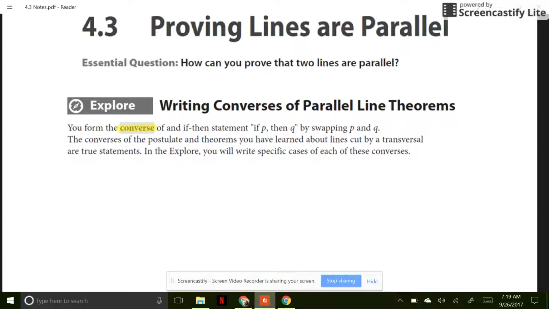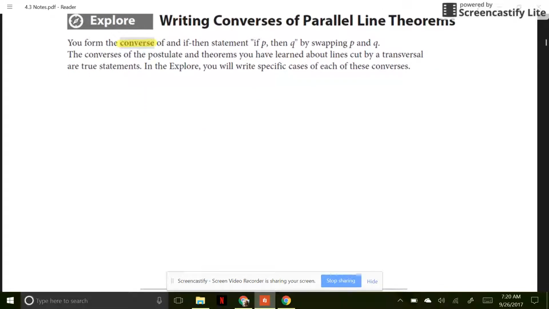So you form the converse of an if-then statement, if P then Q, by swapping P and Q. So remember, this is what's called a conditional statement with a hypothesis P and conclusion Q. So you form the converse by switching your hypothesis and the conclusion. So the converses of the postulate and theorems you've learned about lines cut by a transversal are true statements. We're going to specifically write these, but I just want to, again, state that we're starting with conditional statements.